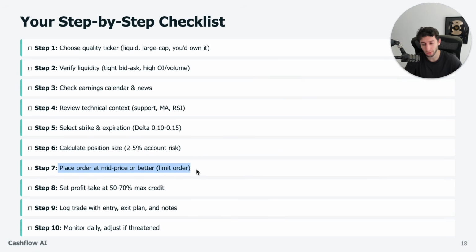And make sure when you are placing your orders, you're doing limit orders. You don't want to market order into these because there's always the risk of getting a really bad fill. You don't want to have to deal with that. Set take profit at max credits if you choose to do that. Log all of your trades, right? Have a journal, and obviously monitor daily and adjust. It is technically passive income, but you always want to monitor it. You don't want to just let it go and never touch it again for years and years on end. So make sure you have that going for you.